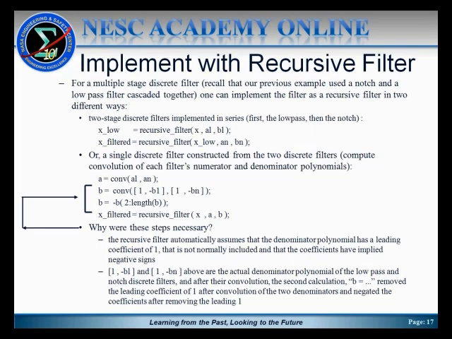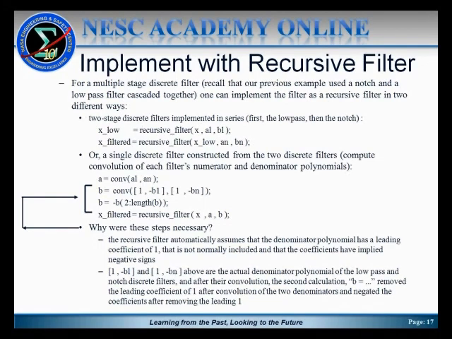Then I can implement that combined notch low-pass filter with just a single recursive filter call. The step where we see x_filtered equals the call to the recursive filter, with the first input being the signal to be conditioned, and then A and B being the numerator and denominator polynomials of that combined notch low-pass filter. So that shows that you can implement that multi-stage discrete filter as a single call to a recursive filter. And that's probably how, as I said, it would be done in the real world.